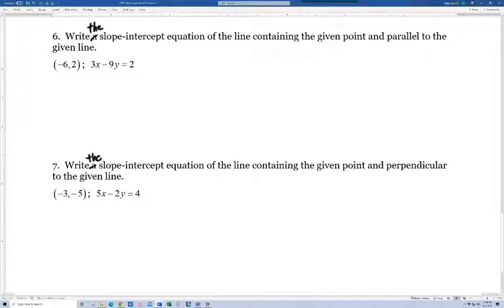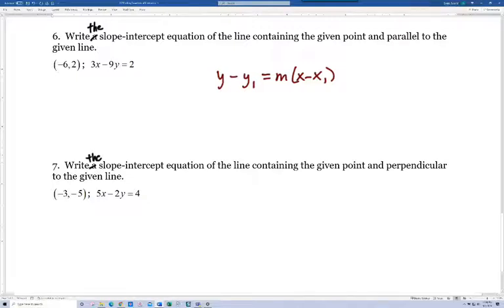So first of all, if I'm going to write an equation for a line, I know I'm going to need the point-slope form of a line, which is y minus y sub 1 is equal to m times the quantity x minus x sub 1. And so I have a point, I just need the slope. Well, I don't have the slope, but I have a line that's parallel to the line that I need to write this equation for. And so if I know its slope, I know the slope of my line.